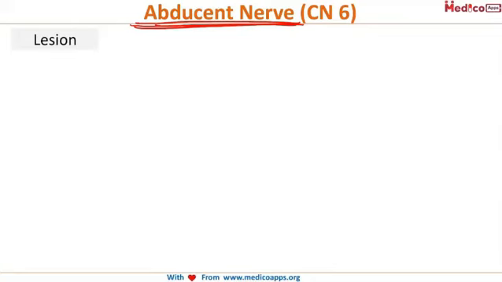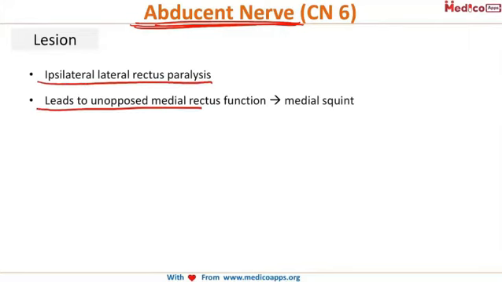That means there is unopposed movement of the medial rectus, so there will be medial squint. Ipsilateral lateral rectus paralysis is present. It leads to unopposed medial rectus function, leading to a medial squint.